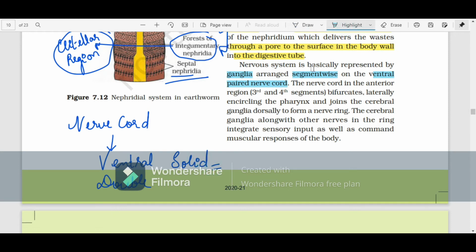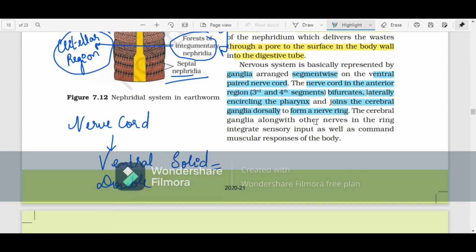A nerve cord in the anterior region of the third and fourth segment is going to bifurcate, laterally encircling the pharynx. It's going to encircle the pharynx over here, and in cockroach you can find the esophagus. It joins the cerebral ganglia dorsally. They'll ask, is it dorsally or ventrally? You should say it's dorsally, to form a nerve ring.